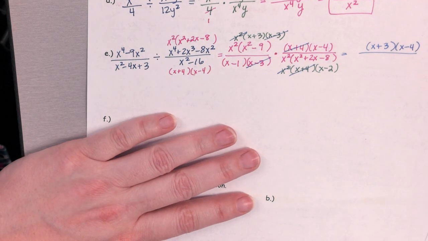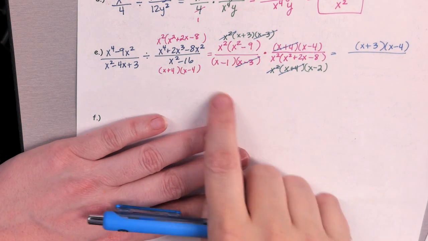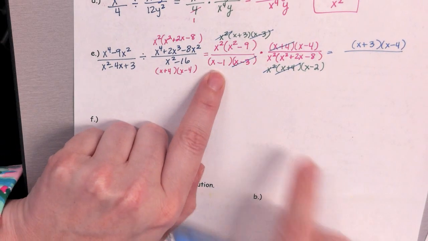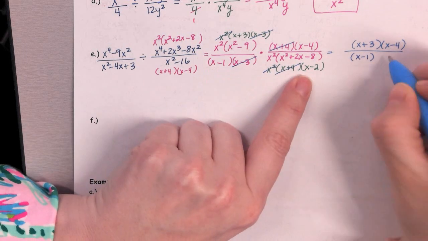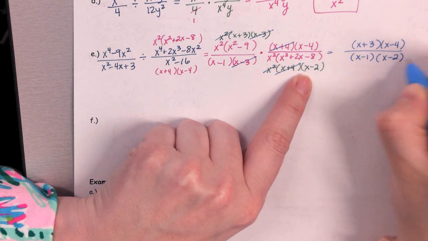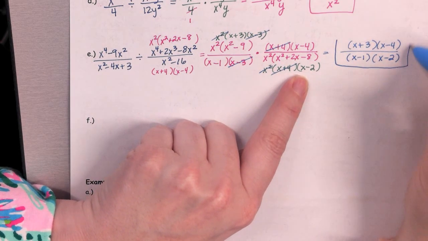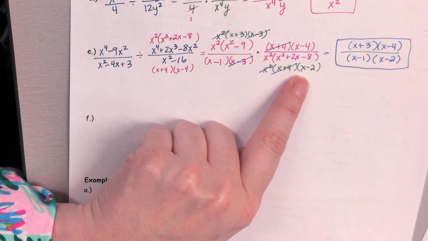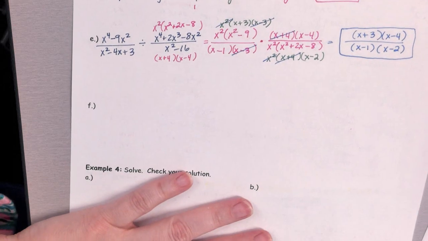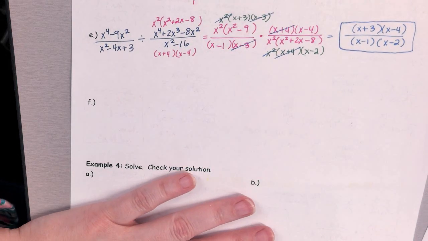And once you've done that, now you can just go back through the denominator and put what's left. So there's an x minus 1 left, and there's an x minus 2 left. And remember, you're keeping this in factored form, so you don't have to FOIL this. Okay, you can just leave it just like that. Okay, you guys got it?